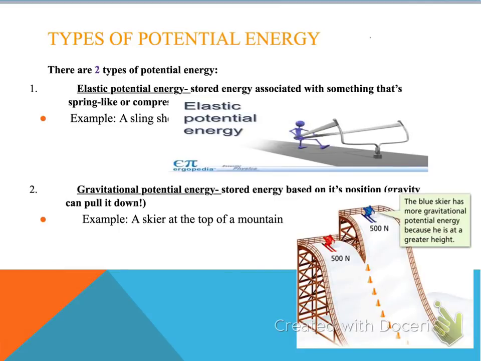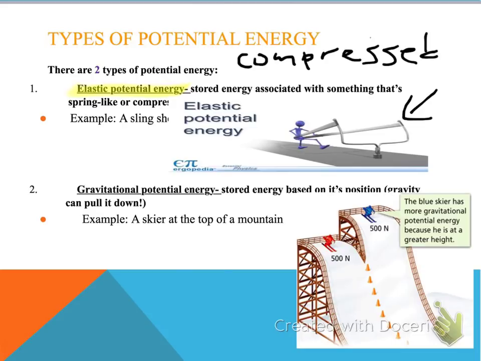There are two different types of potential energy that you guys are going to be held accountable for. The first is elastic potential energy, and this is stored energy that's associated with something that's spring-like or compressed. So I know you can't see that word right there, so I'm just going to spell it out for you. Compressed. An example of elastic potential energy is kind of like a slingshot here. If you pull it back, it's elastic, so it stretches, and once you pull it all the way back, it's got all this stored energy until you release it. So that is elastic potential energy.